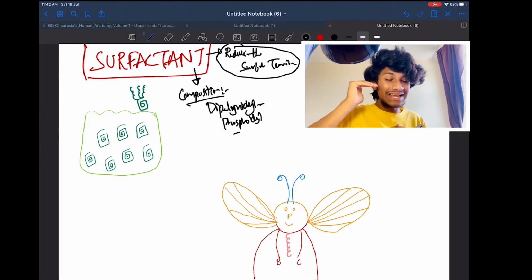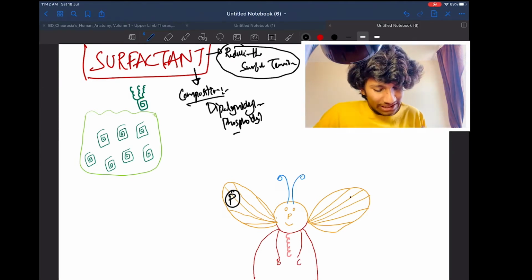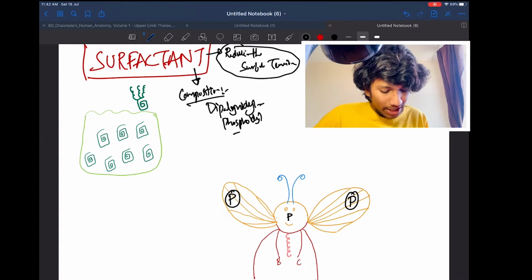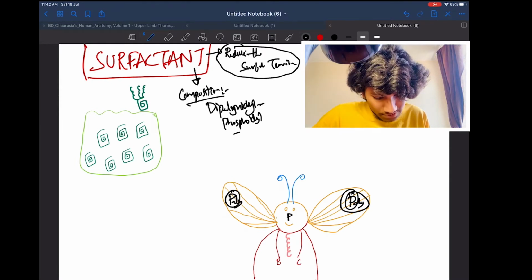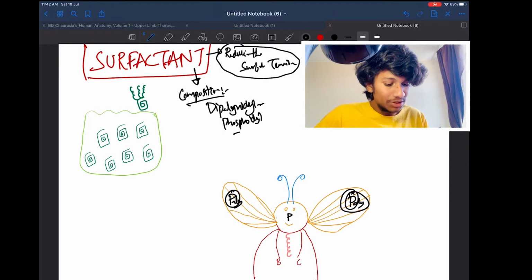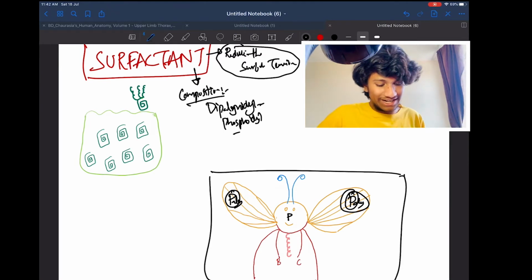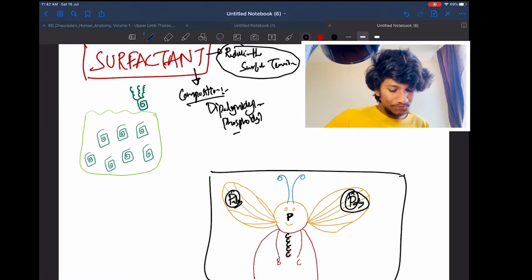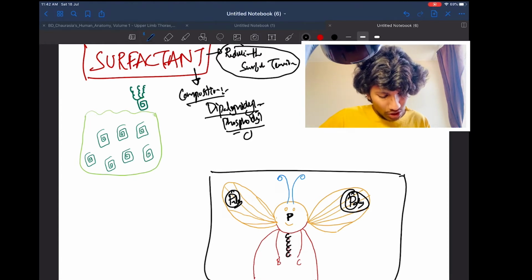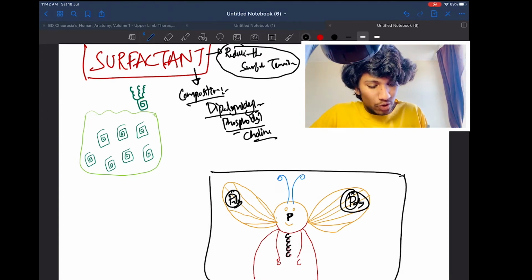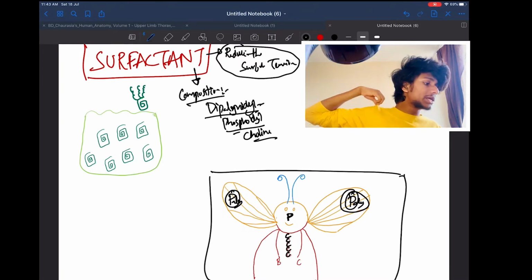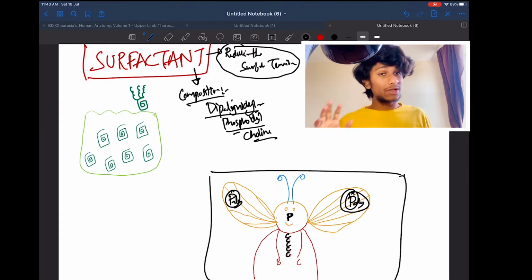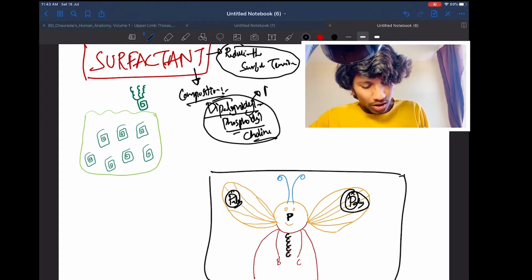Let's derive the name from the diagram. See, these wings are palmitoyl, and this is palmi. These palmi are the wings of this particular insect which I have drawn for easy understanding, and this is phosphodiol, and this is choline. So dipalmityl phosphodiol choline is the main ingredient in the phospholipids.